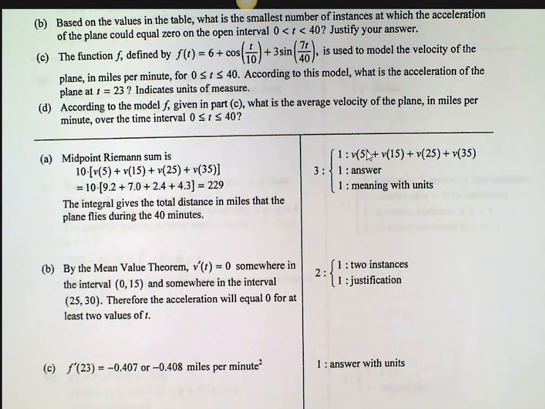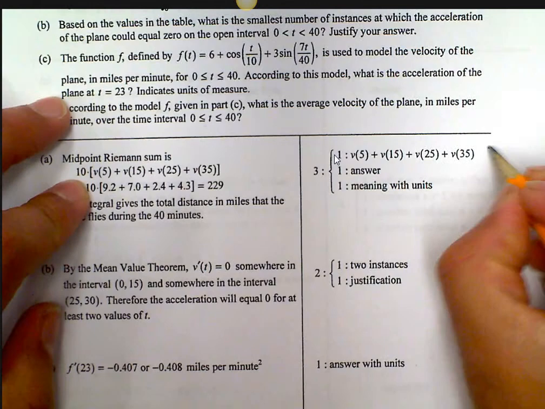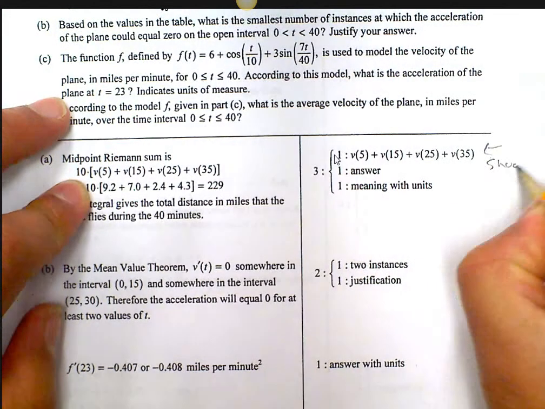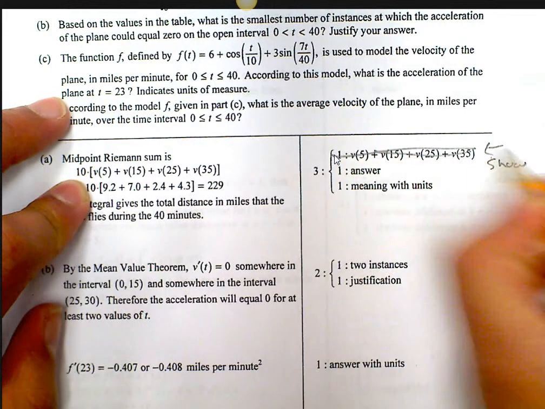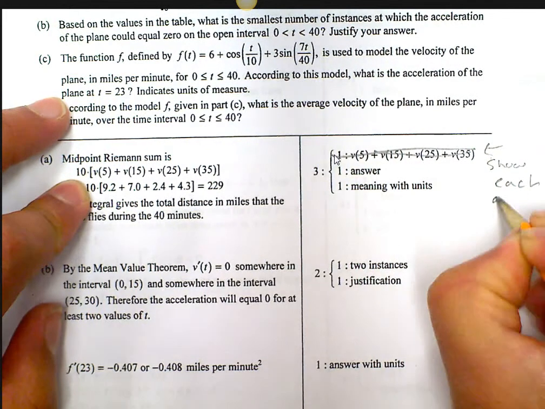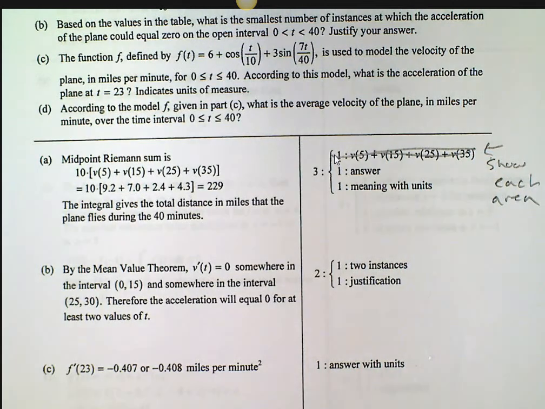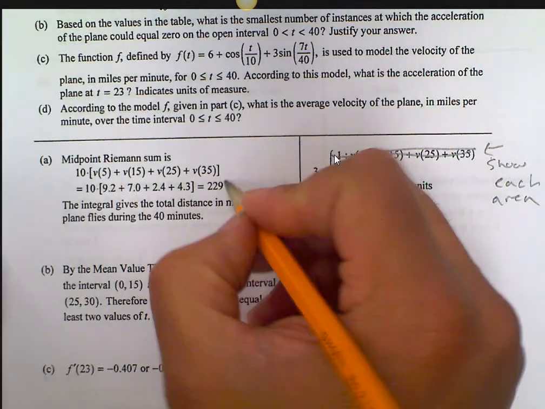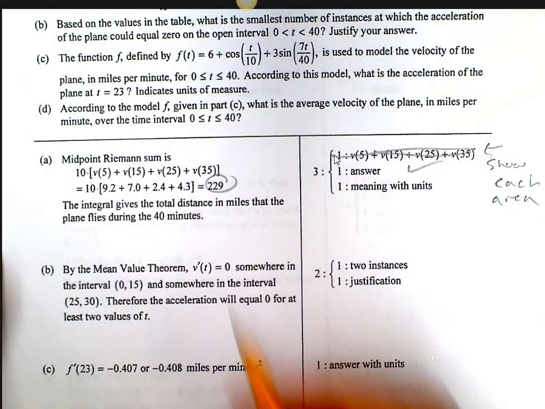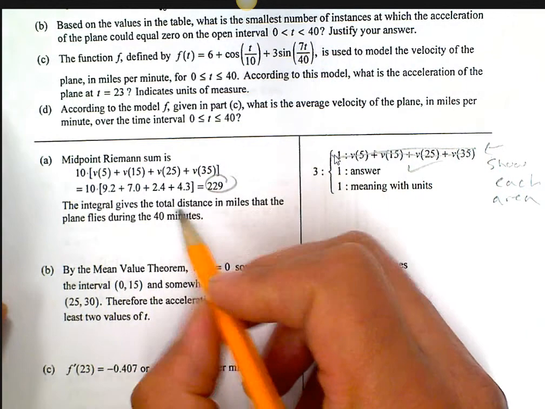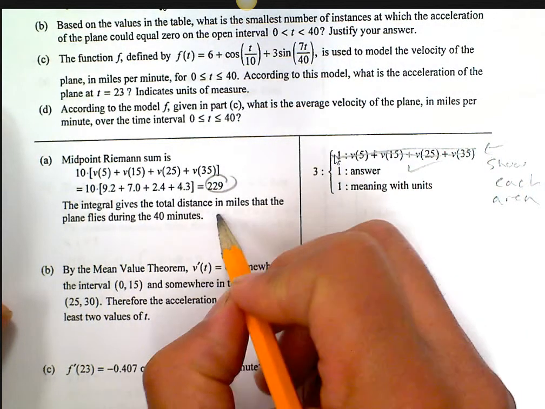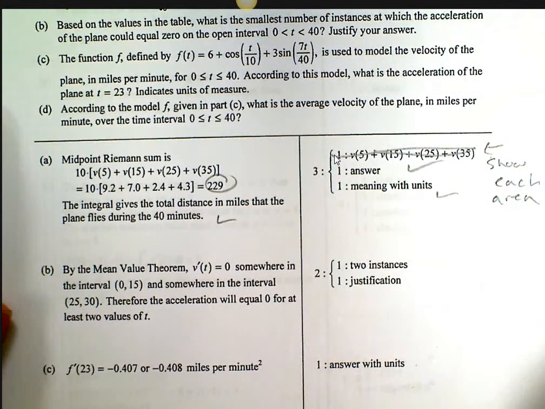This should say show each area. Show each area. Not like show a graph, but show you that you're doing base times height, base times height, base times height. Okay? Now the answer was 229. That's worth a point. And you need to tell what the integral gives you. We did that, meaning with units. Okay?